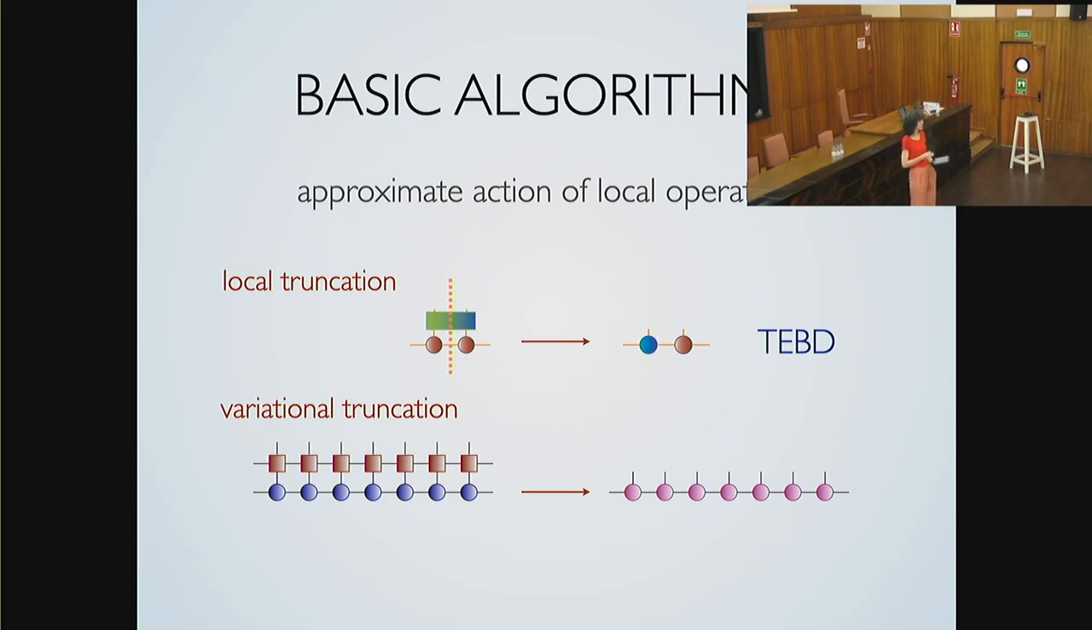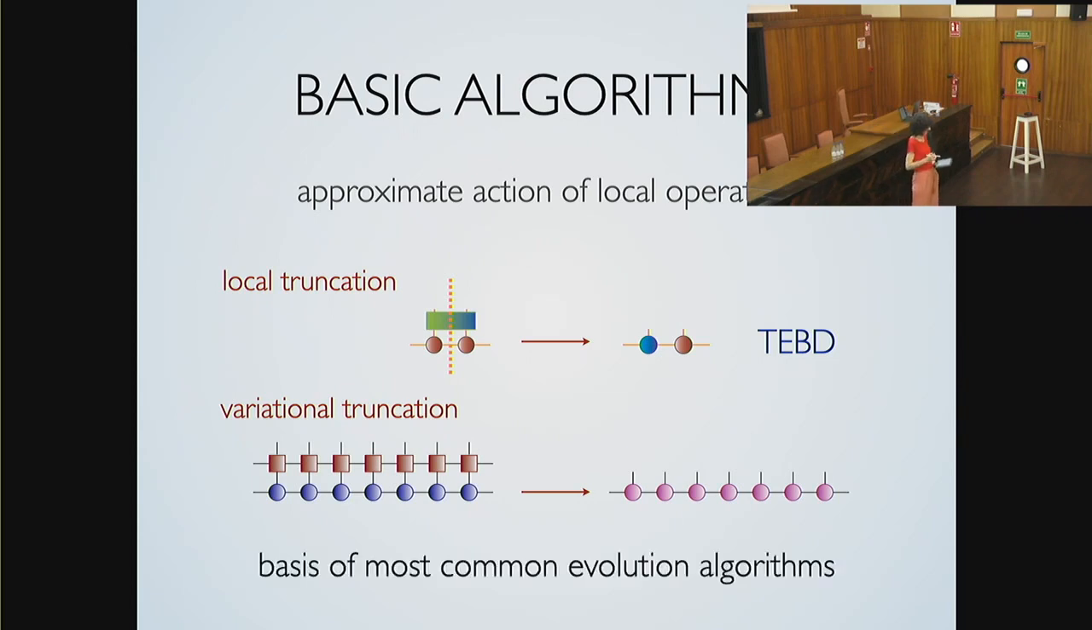You can also try to optimize your ansatz to best approximate the result of applying some MPO, or in two dimensions, you could do the same thing in principle for PEPS, although it gets much more complicated, and do this kind of variational thing. As I said, this is the basis of the most popular time evolution algorithms. There are others like TDVP, but that's more for a more specific talk.